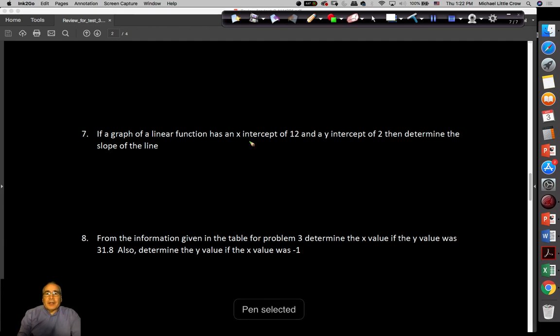Graph of a linear function has an x-intercept of 12, a y-intercept of 2. Determine the slope of the line. So if its x-intercept is 12, what does that mean? Remember, an x-intercept has a y value of 0, and the x is the x, so that's 12, 0. It's going through the point 12, 0.